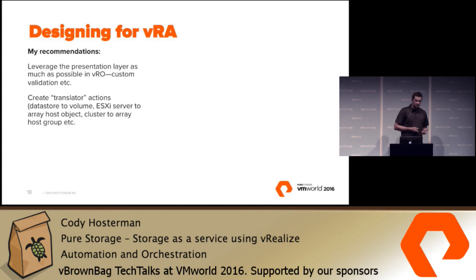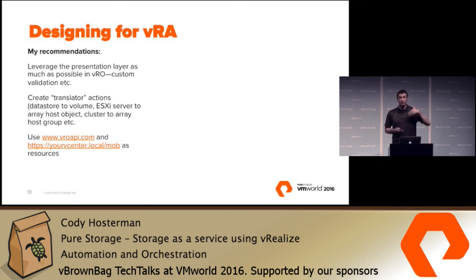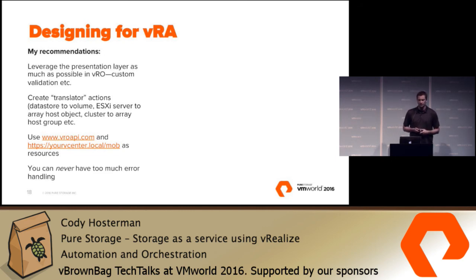So a couple recommendations. Leverage that presentation layer. Create translator actions. Hey, I have a volume, I have a VMFS. How do they map, right? Create an action that maps those together. That makes creating larger workflows, creating additional custom actions in vRA much easier. Use these resources. vRO API, a great website that has all the API information for vCenter and a variety of other ones. Also, the Managed Object Browser is a great place to look to see, hey, what is the result of this SDK call going to be? It helps you build the internal JavaScript much easier.